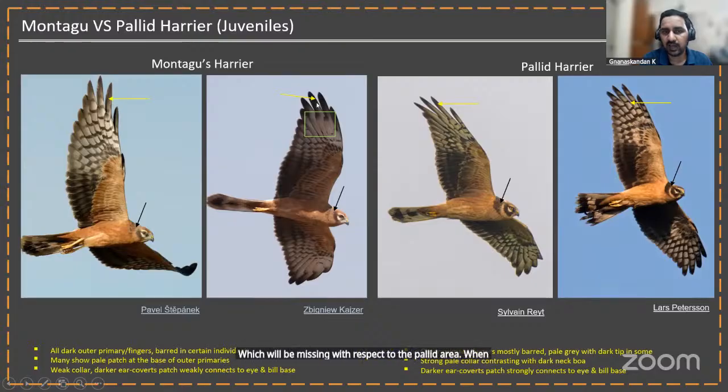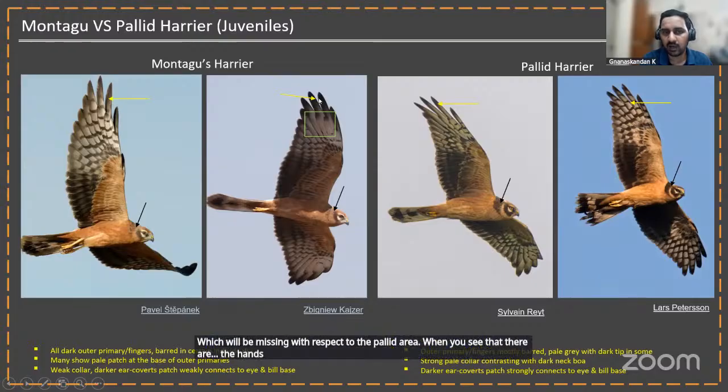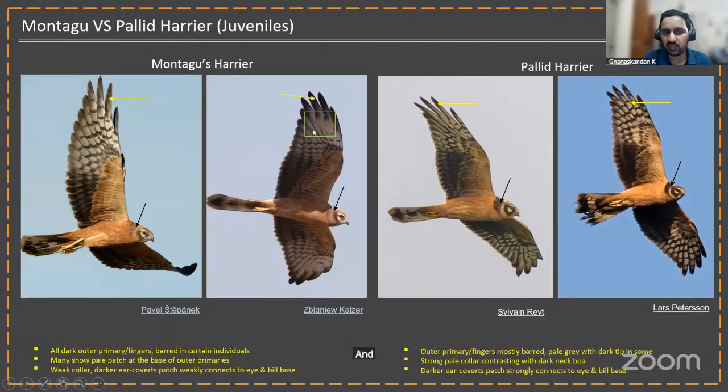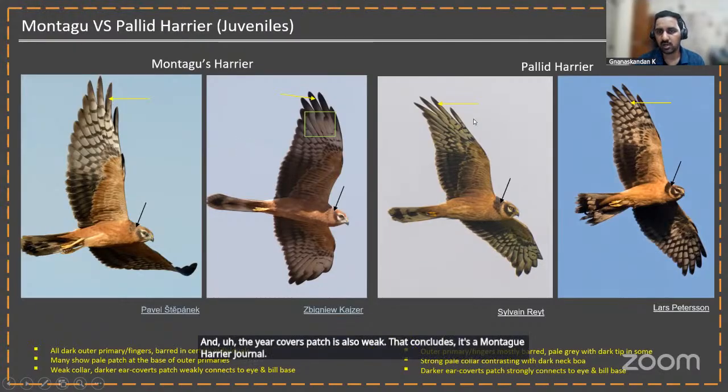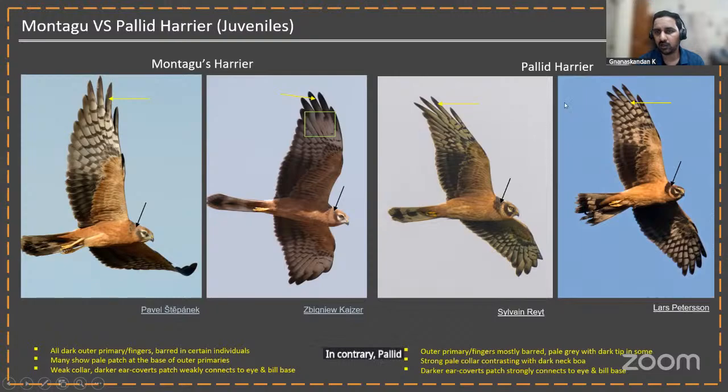When you see that the hand is completely dark, and also there is a nice pale patch at the base of the primaries, and the ear covert patch is also weak, that concludes it's a Montagu's harrier juvenile. In contrast, a pallid harrier juvenile will not show a completely dark outer primary finger, and this patch will also be missing.